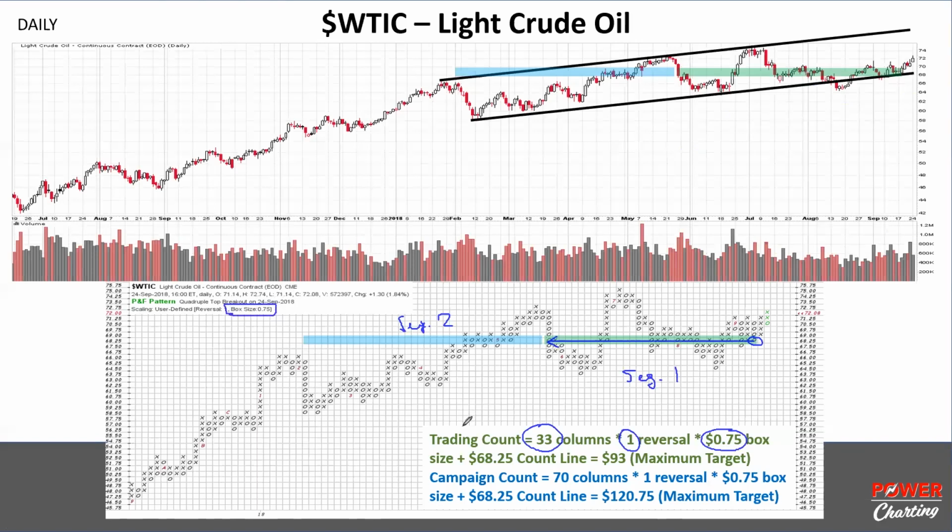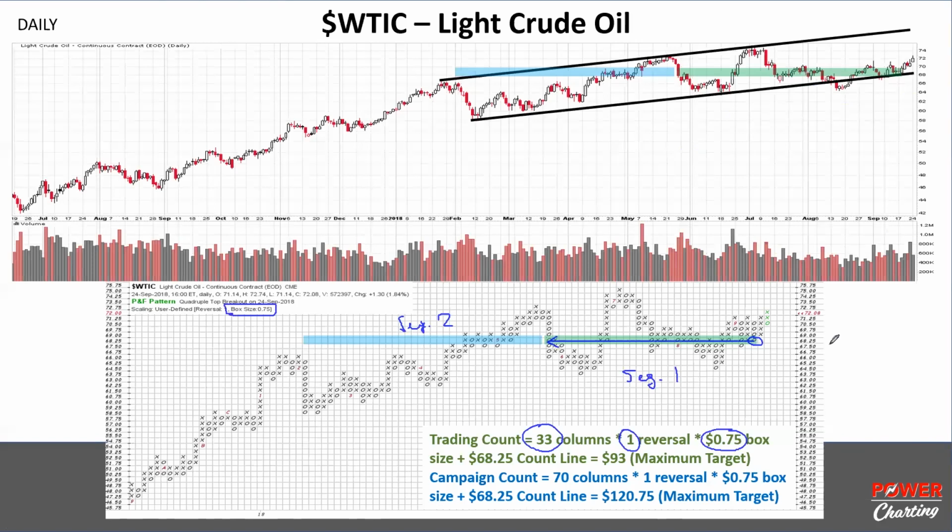And so point and figure is very durable that way. So we can adjust the price scale. And we want to adjust it so that we get all the swings. You can see that on the point and figure chart, we're getting all the swings that we see on the vertical daily chart. And so that's very important.